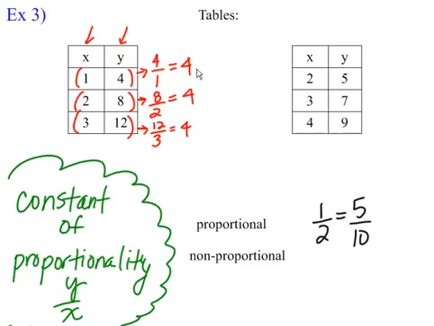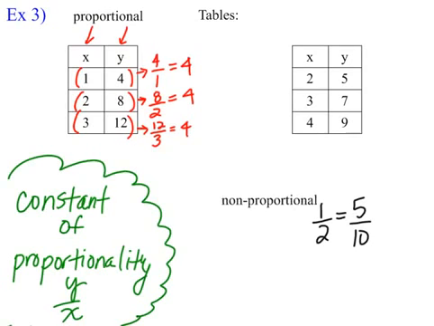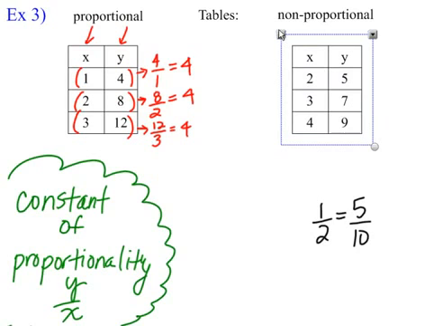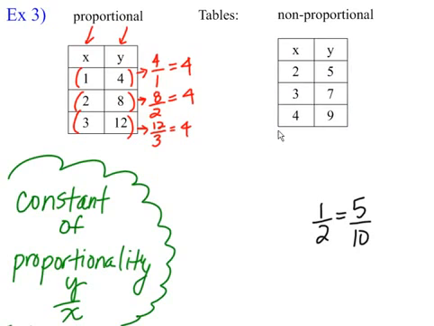Since I get the same number all the time, it is constant, we can say the constant of proportionality exists for this table of values, so therefore it's proportional. Now there's a reason why this one is not proportional. Obviously one is one and one is the other, but let me show you so that you can see, in fact, the numbers, why it's not proportional.